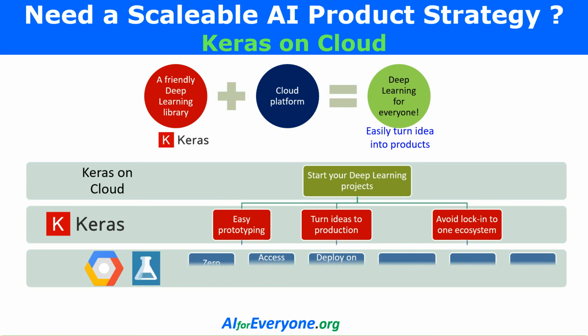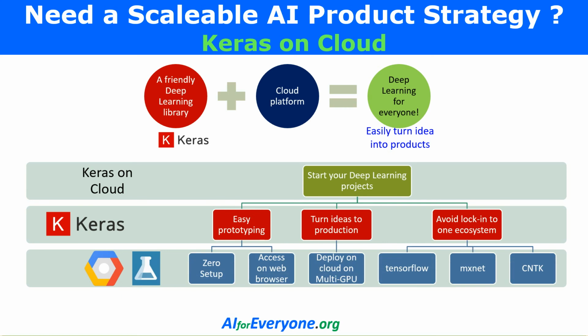While Keras allows you to do easy prototyping, turn your ideas into production products, and also provides flexibility to choose multiple backend engines that you can swap at will, you can also deploy products that exploit the power of multi GPUs and multiple clusters of servers for deep distributed training. It also lets you quickly jumpstart with instant setup, and all you need is a browser most of the time.